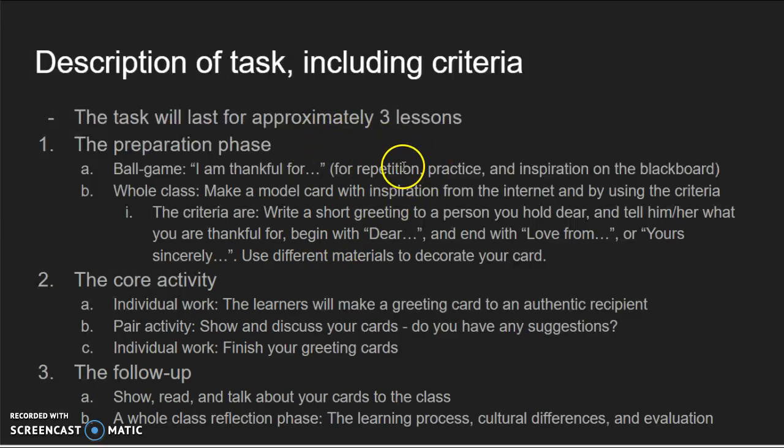This is done for repetition by saying I'm thankful for, listening to others say I'm thankful for. It is for practice and it is for inspiration on the blackboard, because some of these ideas are going to be written down on the blackboard afterwards.